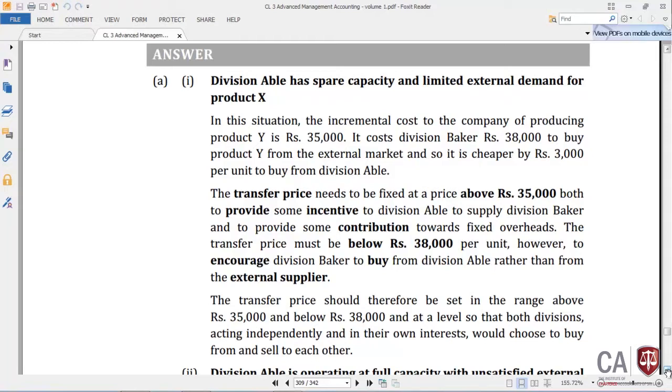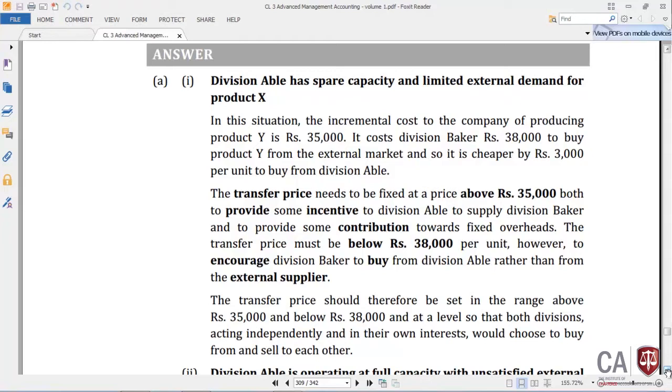In this situation, the incremental cost to the company to produce product Y is 35,000. It costs division B 38,000 to buy product Y from the external market. And so it is cheaper by 3,000 per unit to buy from division A. That is the meaning: according to our diagram, B can buy product Y from outside at 38,000. But as a company, A can produce product Y for 35,000 variable cost. Therefore, why would B purchase from outside, paying an additional 3,000 rupees?